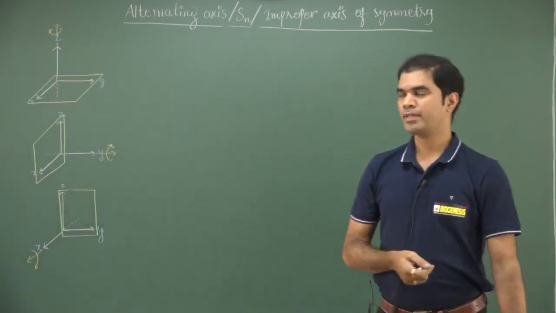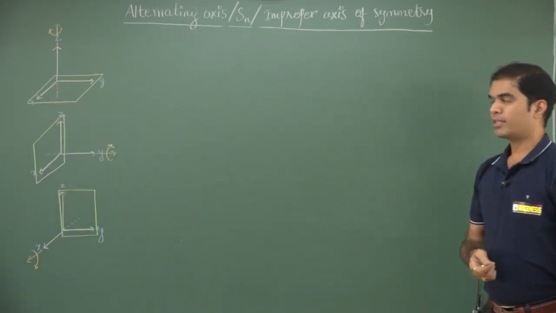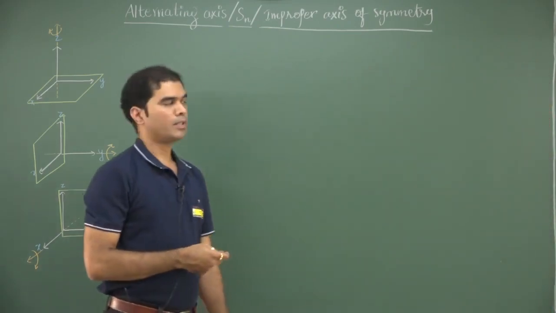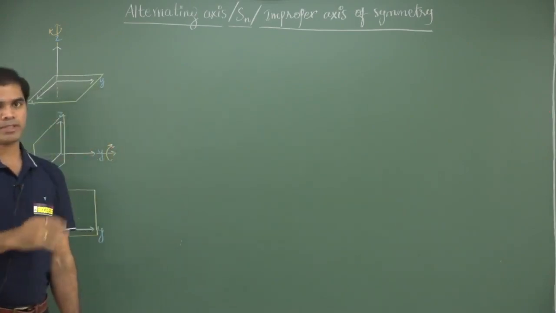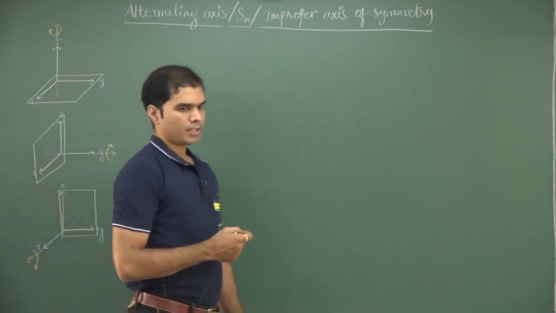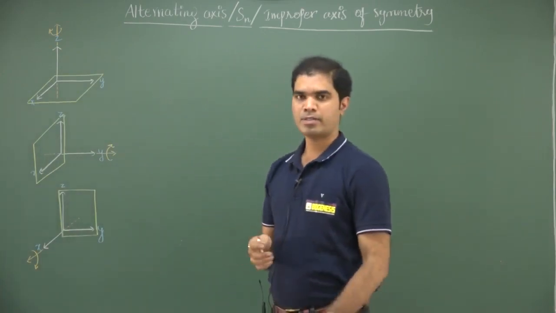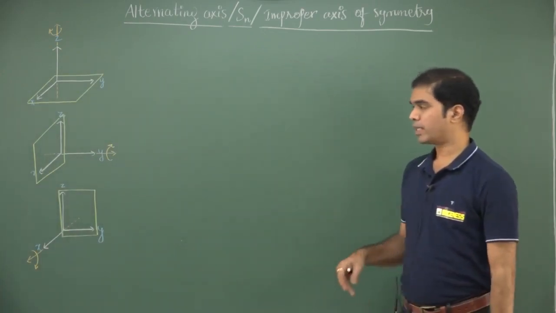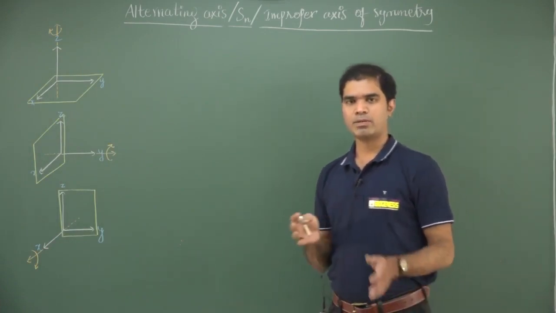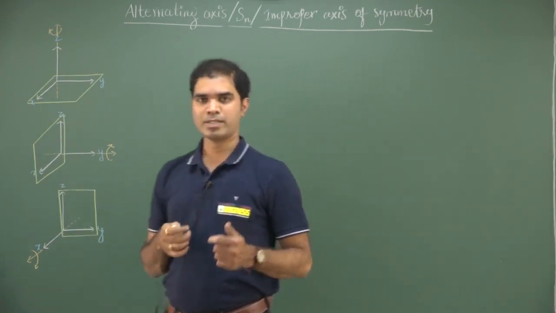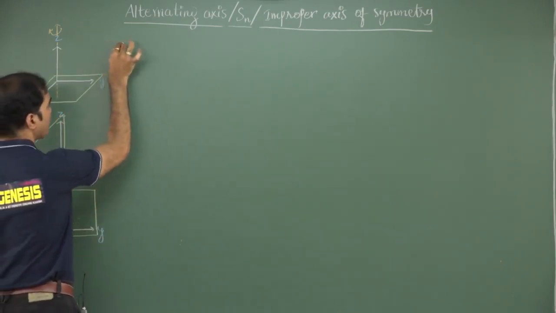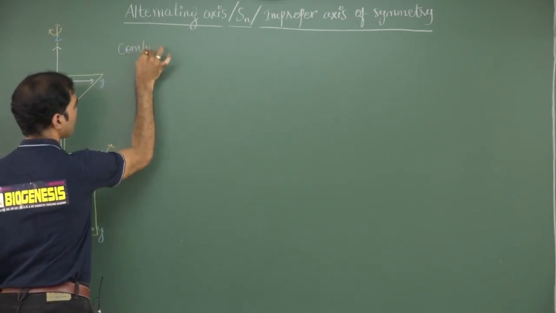Hello and welcome everyone. In this session I will be discussing alternating axis of symmetry, which we also call the Sn axis of symmetry or improper axis of symmetry. This is a secondary symmetry element. It is not a basic or primary symmetry element, but a secondary one, which is generated by the combination of two basic symmetry elements. Therefore, we call it a combinatorial element, a combination element.